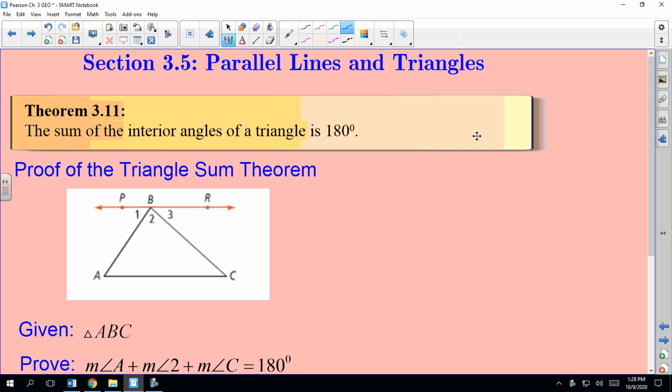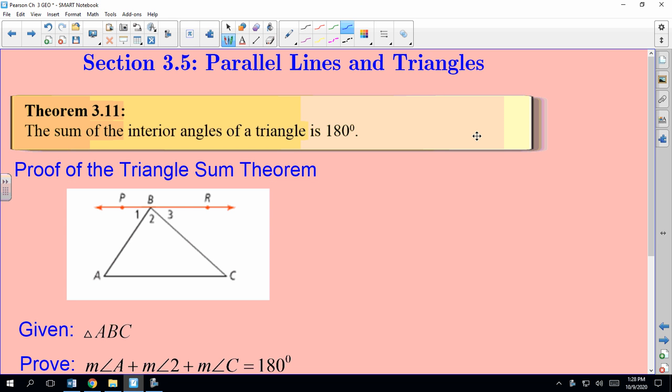Okay, this is 3.5, parallel lines and triangles. So we're going to have a big idea here, a big theorem that's used quite a bit in geometry. It's the idea that in any triangle, doesn't matter what size triangle, obtuse, acute, right, if you add up the three angles inside the triangle, they will always add up to 180 degrees. We'll go ahead and prove this.